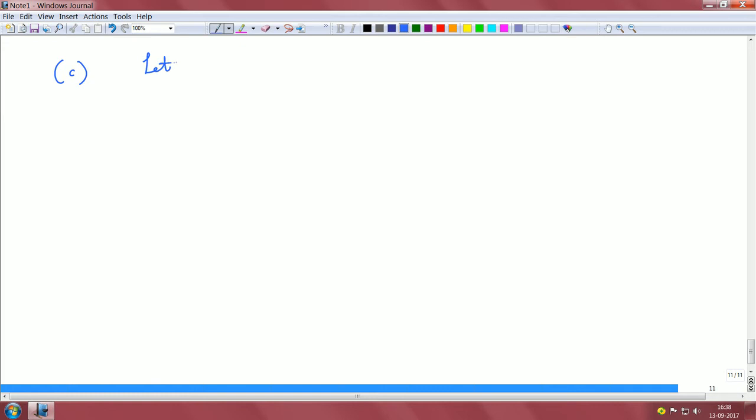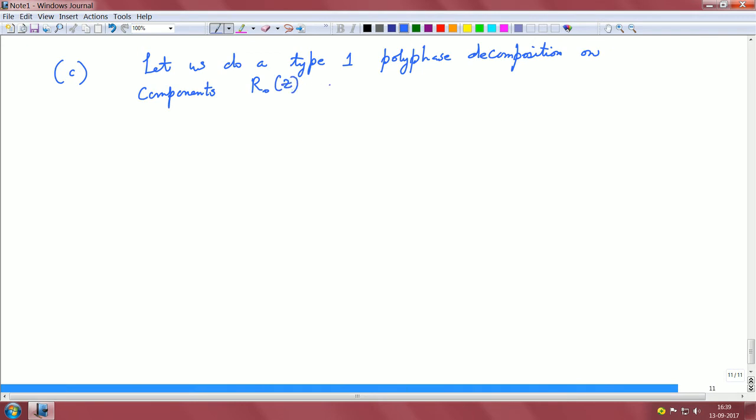So let us do a type 1 polyphase decomposition on components R0 of z and R1 of z.